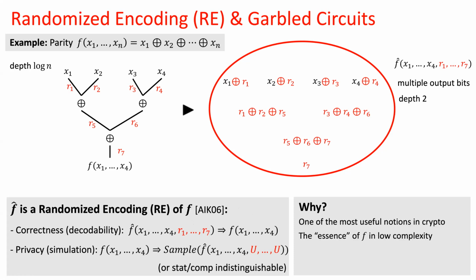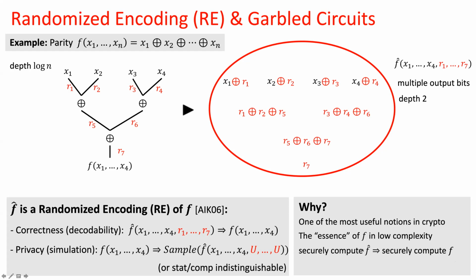And this makes this notion very useful in cryptography because, cryptographically, it captures the essence of F potentially with low complexity. Just one example: in the context of secure computation, you don't need to know formally what it is, but intuitively think about trying to securely compute a function. If I'm able to securely compute the randomized encoding f hat, then just by definition, I also get a secure computation of the original F.